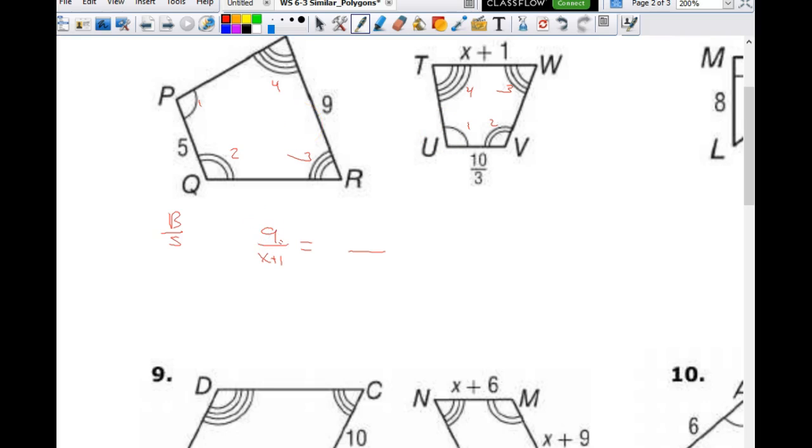Equals. What other choice do we have on this polygon? All we have is 5, right? So we're going to choose 5. What's corresponding with 5? 10 over 3. Uh-oh, this looks funky. So, cross multiply here. We're going to get 9 times 10 over 3 is equal to 5 times x plus 1.